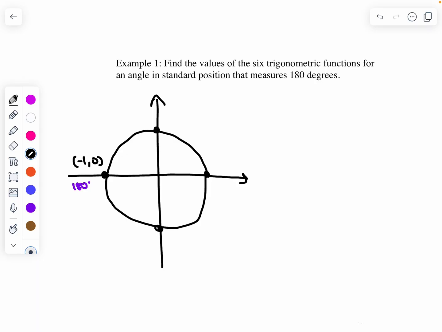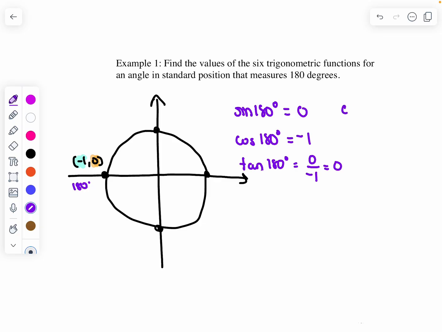Okay, so first, let's find sine of 180. Well, sine of 180 is the y-coordinate of that point, and the y-coordinate of this point is 0. Okay, cosine of 180. Cosine is the x-coordinate at that point, and the x-coordinate at that point is -1. Then tangent is the y-coordinate divided by the x-coordinate, so that's 0 divided by -1, which is 0. So those are the first three, and then we have the reciprocal functions.